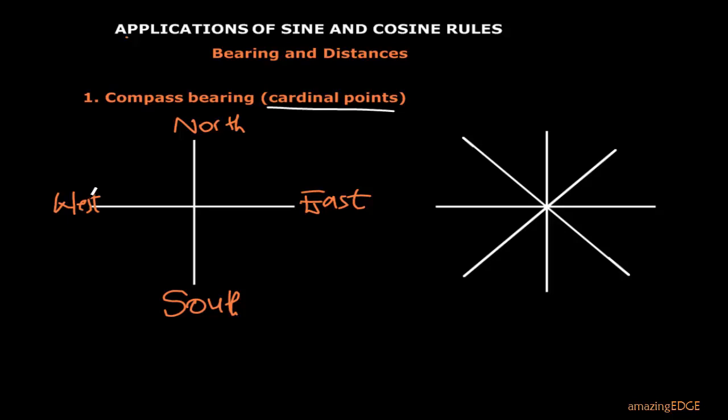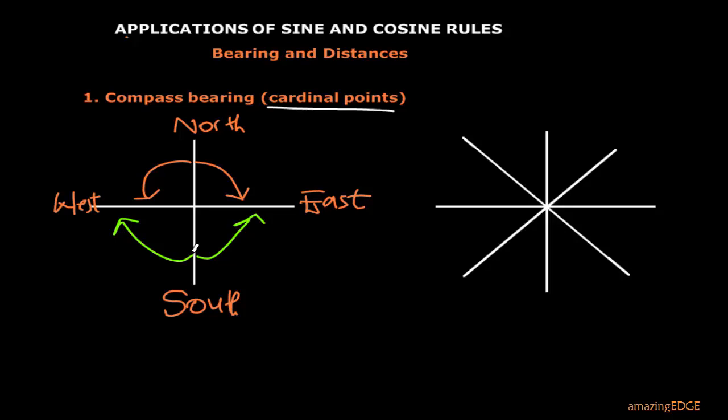Now when dealing with the four cardinal points, you can measure from the south or from the north. So I can move from north to east. I can also move from north to west. Similarly, I can take my reference point from the south. I can move from south to east, and I can also move from south to west. So that's what we have.